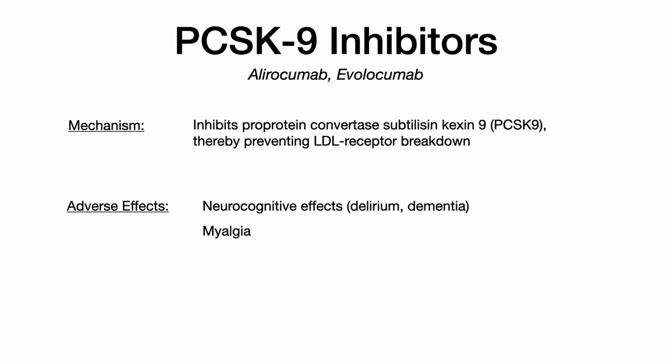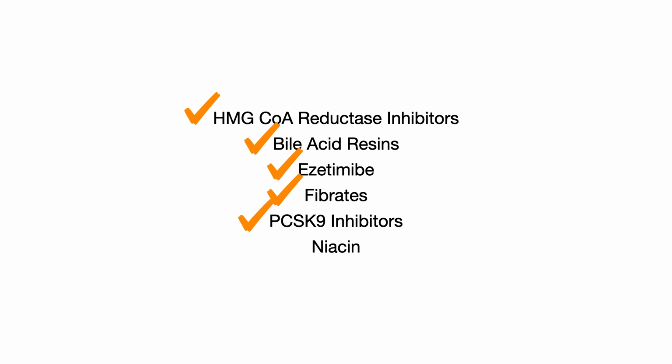Adverse effects that you need to know, there are really two of them. The first are neurocognitive effects. So specifically, we're talking about delirium and dementia. And the second, myalgias. Okay, so two adverse effects, really, we break them down into neurocognitive, delirium, dementia, and myalgia. Nothing more that you need to know for PCSK9 inhibitors. Again, the name of the drug tells you the mechanism, so it's inhibiting PCSK9 and thereby preventing LDL receptor breakdown. That's it for PCSK9 inhibitors.